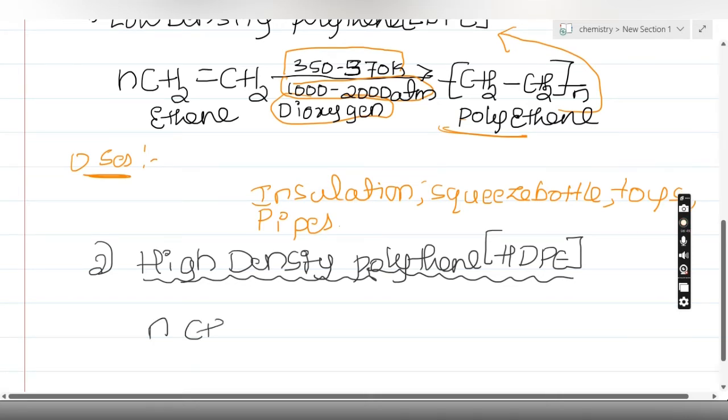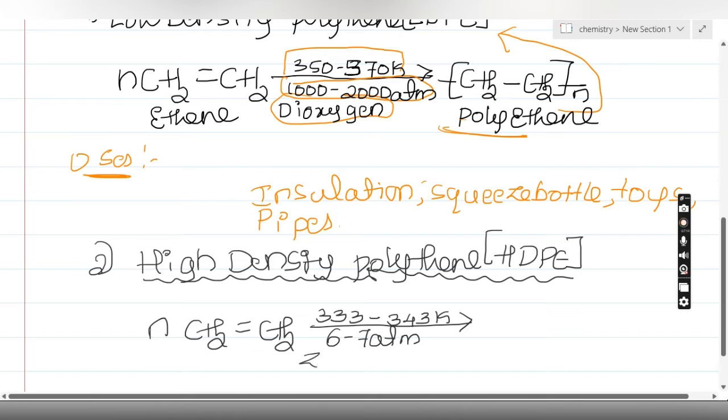N molecules of CH2=CH2 are made to polymerize. Now the temperature we are using is almost 333 to 343 Kelvin, almost the lowest temperature compared to LDPE, and just 6 to 7 atmospheric pressure. And we are using a special catalyst called Ziegler-Natta catalyst.